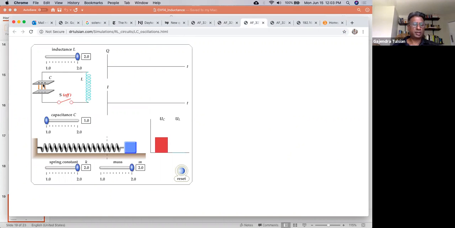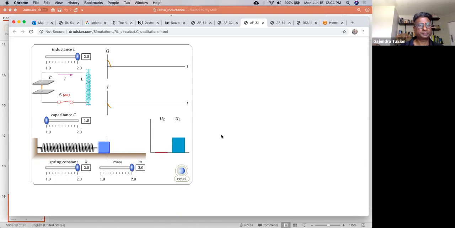So everybody knows that this is a capacitor. Now you know that this is an inductor. So in this simulation, you can see that this capacitor is charged. So energy has been stored in this capacitor. Okay, so there's a store of energy, and now we'll switch this on.